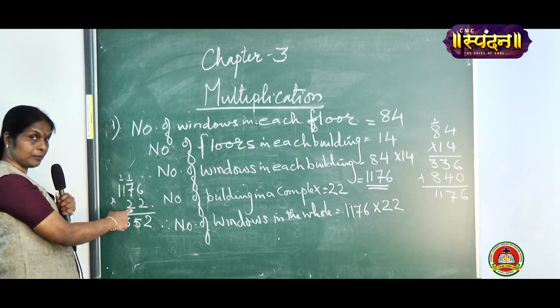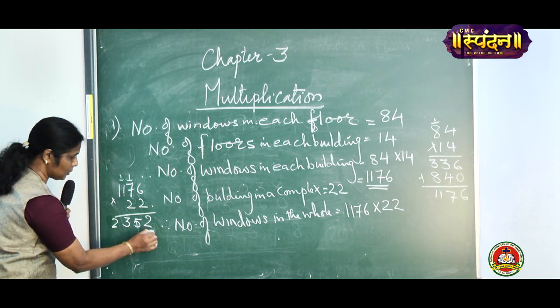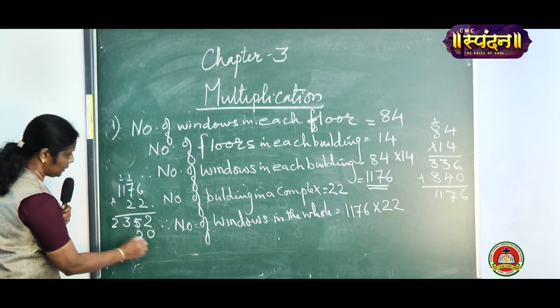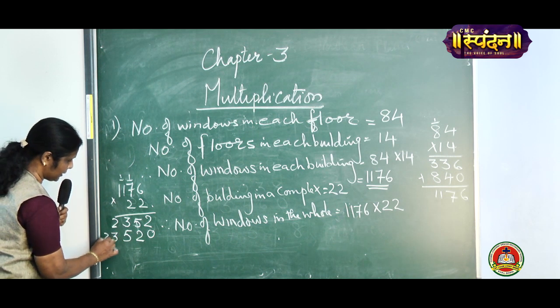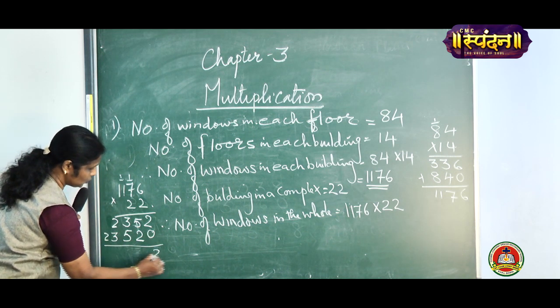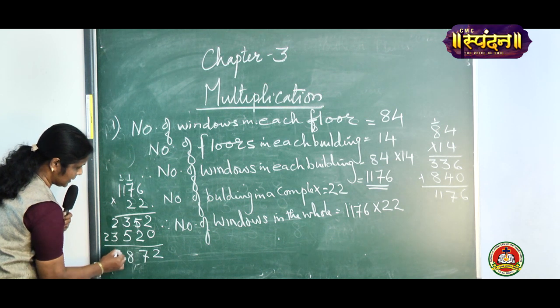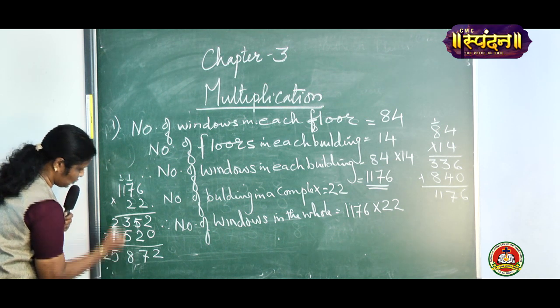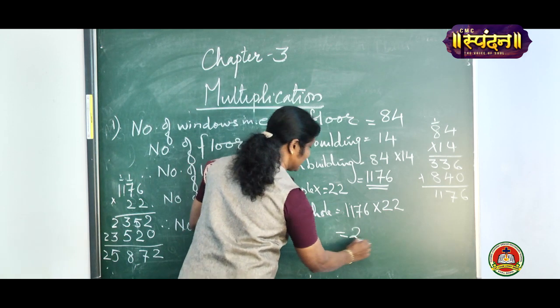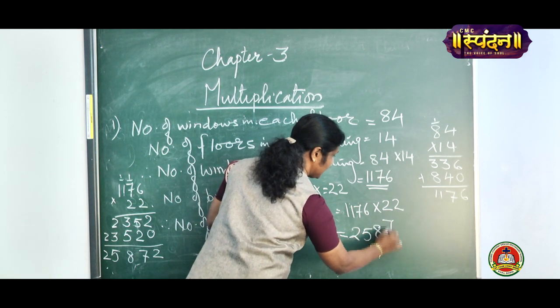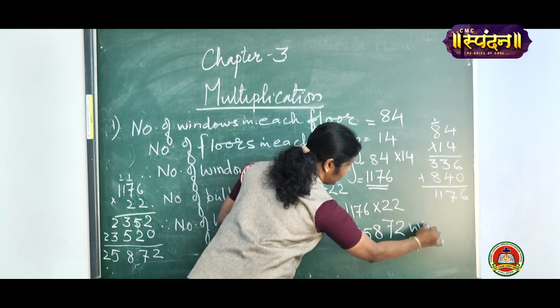Second, you have to multiply by 2 again, which is in the tens place, put a 0 there. 2 6s are 12, carry over 1. 14, 15, carry over 1, 3 and 2. Add it, 2, 7, 8, 5 and 2. That means in the whole complex there are 25,872 windows.